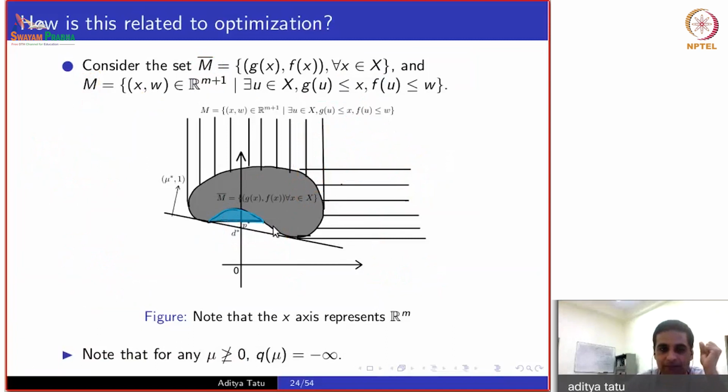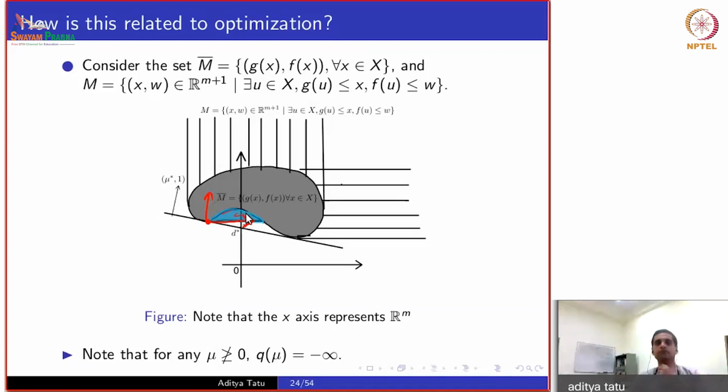So if this is my M bar, you can see there is this blue area that I had painted. This blue region is not in M bar, but it is in M. Why? Because if I take a look at this point, as I said, to construct M, I have to include all points to the right, all points above, and all points here. So that is why this blue region gets added to M bar. Is that okay? Yes, sir.